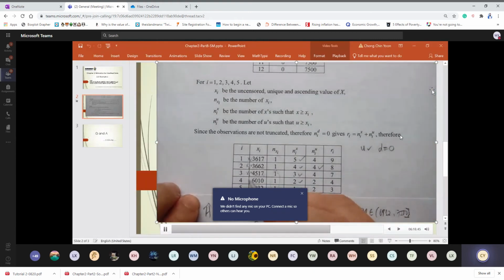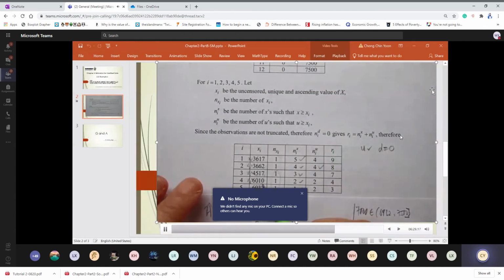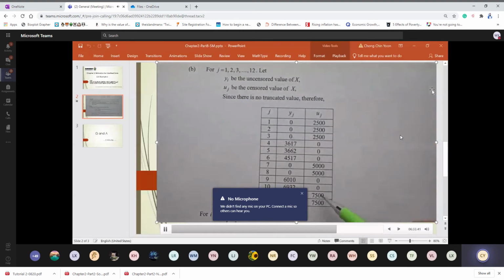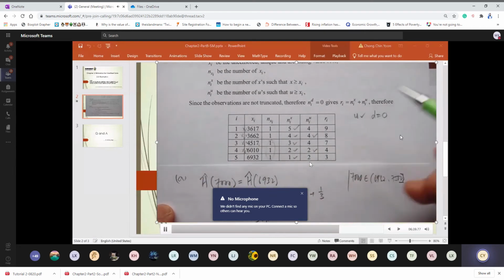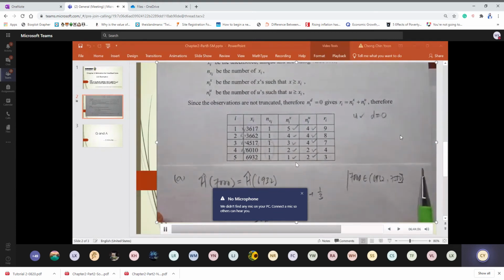Let's choose this x4 as 6010. Then how many values are greater than or equal to 6010? So we refer to this again. We have only 2 values which are greater than 6010. Therefore, we have 2. And so for the rest.